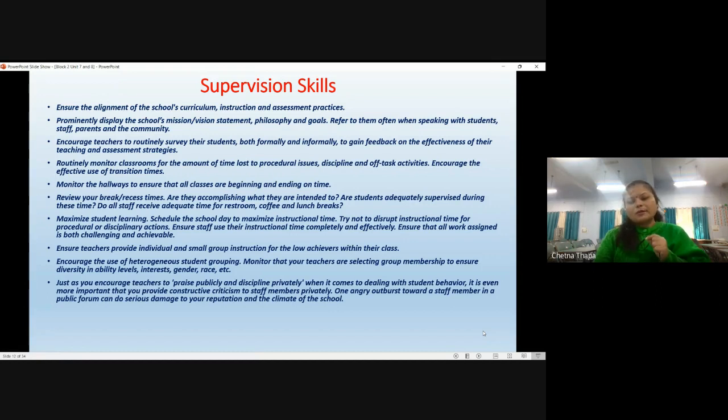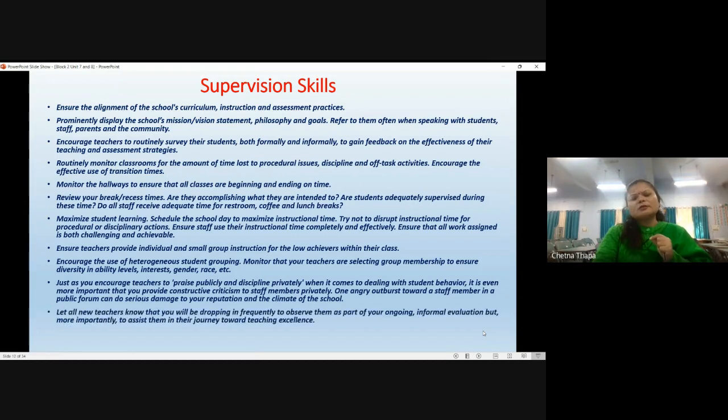So you need to avoid this. Whenever you are providing criticism, it should be constructive, and it should be done in a private manner with the staff members. And if you have new hires in your institution, let all the new hires know that you will be dropping in frequently, and they will be observed.